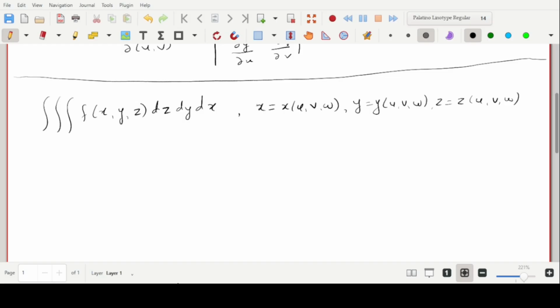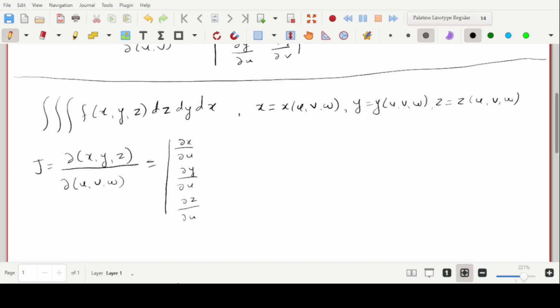So now this Jacobian will correspondingly become a determinant of a 3 by 3 matrix: del x del u, del y del u, del z del u; del x del v, del y del v, del z del v; del x del w, del y del w, del z del w.